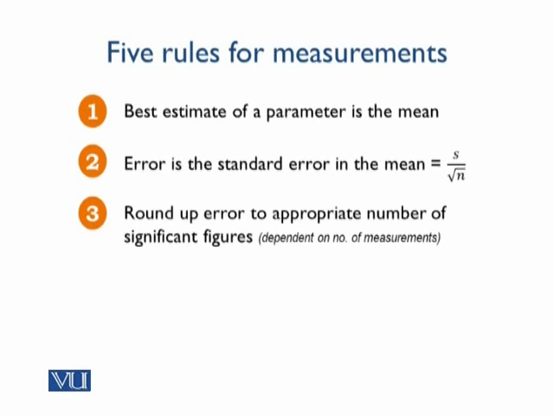And this actually depends on the number of measurements that you're making. In most practical cases, we should only report our error to one significant figure. For example, we can report our error as plus minus 0.001. So this only has one significant figure, which is 1. All the leading zeros are non-significant.